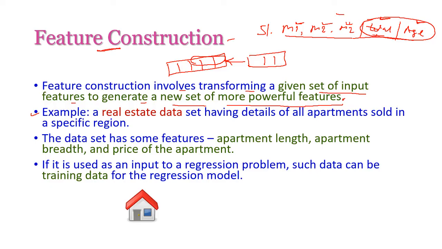Let us take another example, real estate data, which has the details of apartments sold in a specific region. That is, the data set has some features: apartment length, apartment breadth and price of the apartment. They will give length, breadth as well as price.